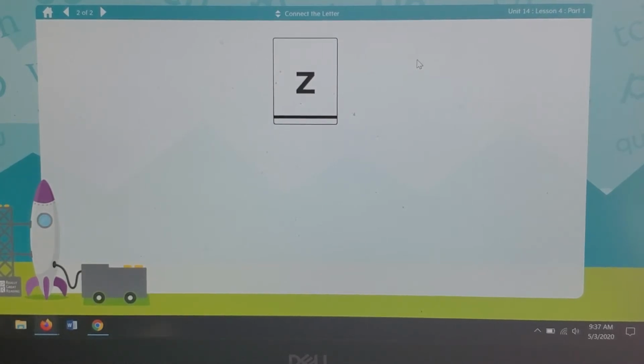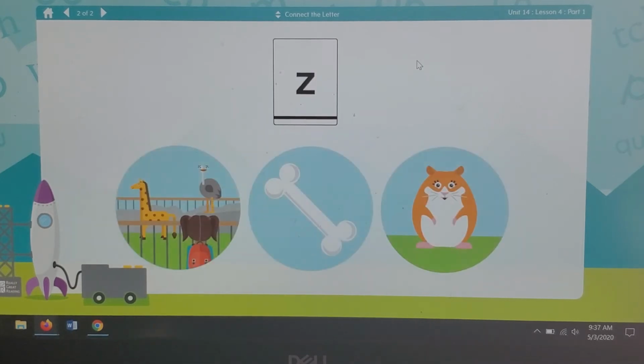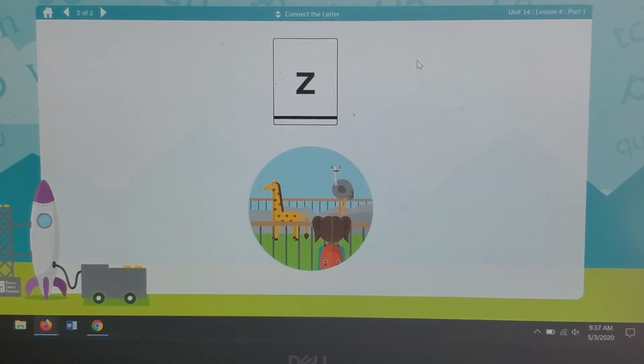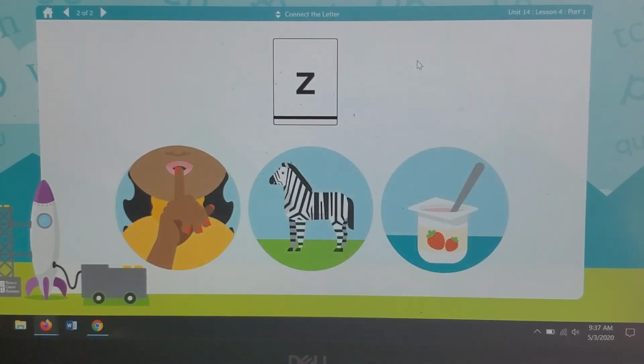What sound does the Z make? Z is correct. Our target pictures for this one: zoo, bone, hamster. Which one begins with Z? Zoo is correct. Next, we have quiet, zebra, yogurt. Which one begins with Z?